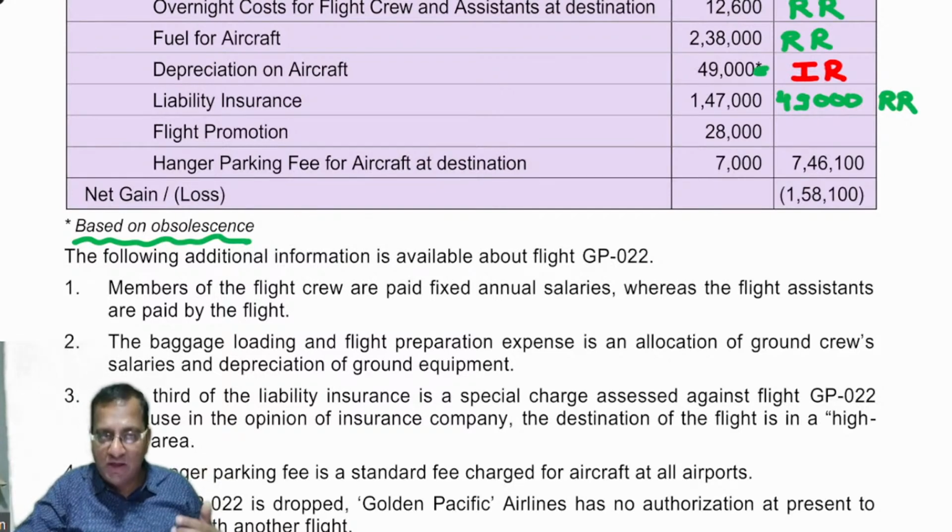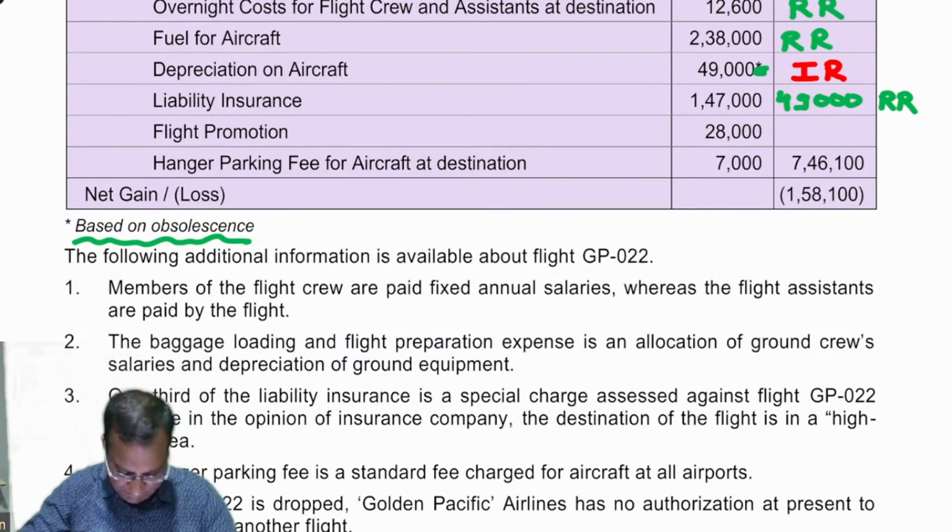Aircraft will remain with us. Therefore, the remaining 2/3 insurance, that is 98,000, will be incurred anyhow, irrespective of our decision. Therefore, it will be irrelevant. If we do not take off the flight to Leh, then definitely the special insurance that we are incurring, the 1/3 of the total insurance, that is 49,000, will be a relevant revenue outflow to be avoided due to discontinuation of the flight. Okay. What about flight promotion, beta?